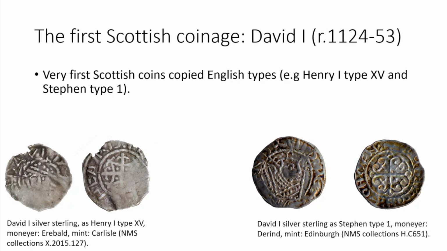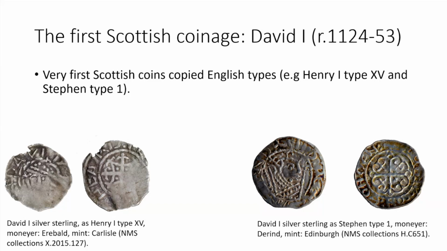Again, on the other coin is the imitation of Stephen type 1. So this is a cross moline and fleurs type, with fleurs in the angles. Again, this was minted in Scotland, from one of David's first mints that he set up in Scotland proper, which was Edinburgh.